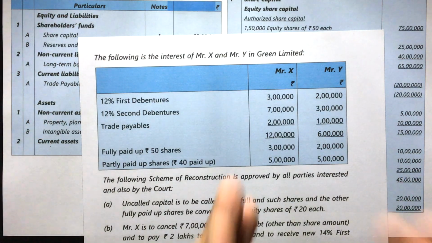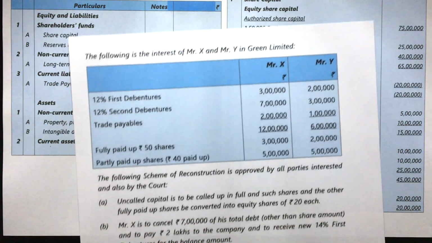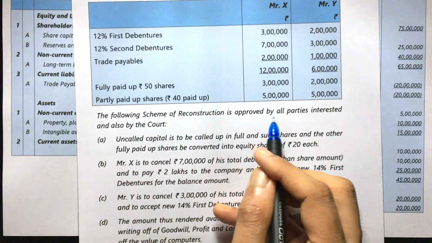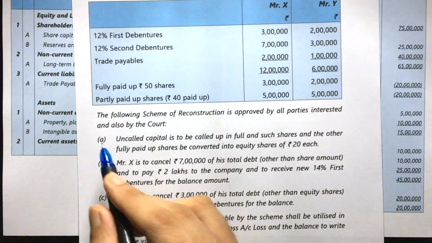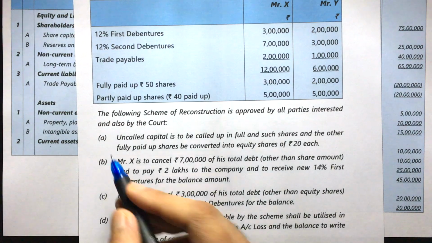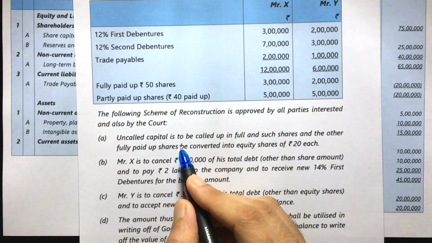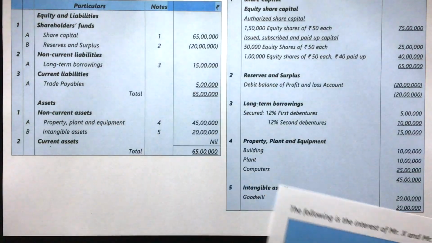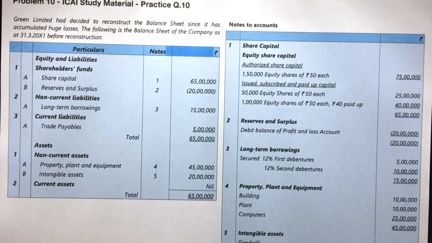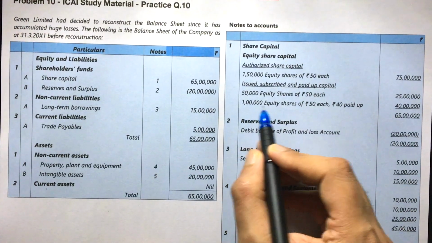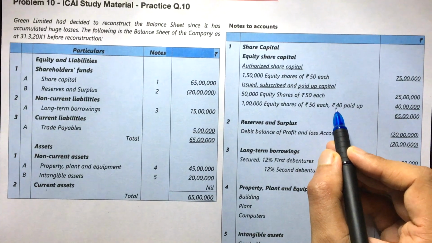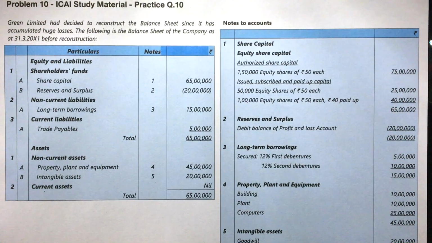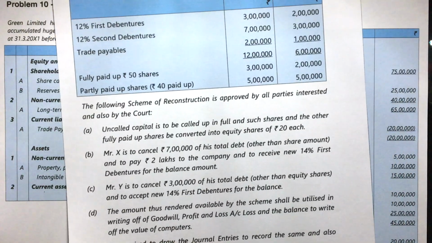Now regarding them, what is the adjustment? Let's see over here. The following scheme of reconstruction is approved by all parties interested and also by the court. The first adjustment: uncalled capital is to be called up in full. So where is the uncalled capital? This is the uncalled capital: 1 lakh equity shares are there, 40 paid up. So the remaining 10 rupees we will call, and we will receive all of it. That's what we will do.